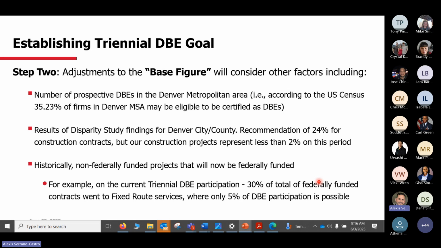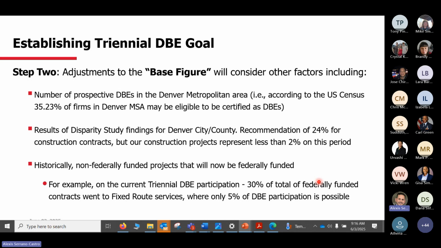So the second step, after coming up with the base figure, is actually looking for other factors, like, for example, how many other firms we understand can be certified as a DBE. Based on different studies shown in different census data that we were able to identify, there's like 35% of firms that can become DBEs, specifically in those particular scopes of work that we were looking at.